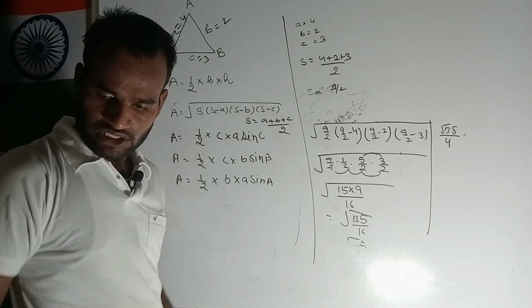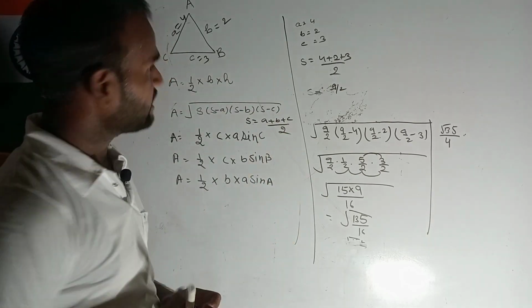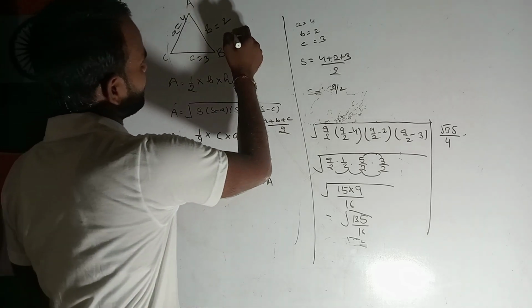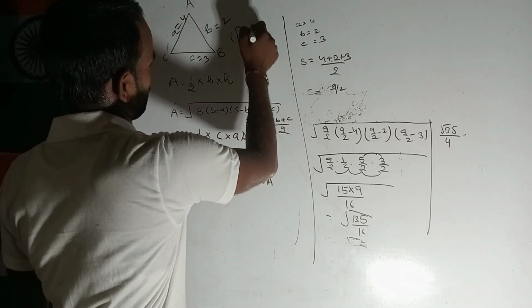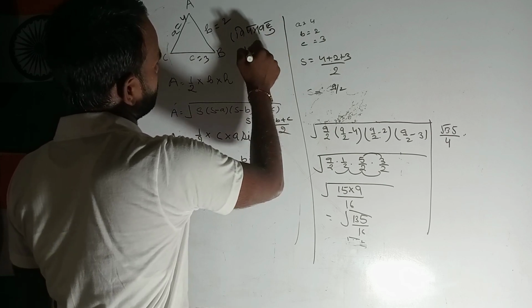Okay, so now moving to the next triangle, that is the isosceles triangle. In Hindi we call the scalene triangle विषमबाहु त्रिभुज.